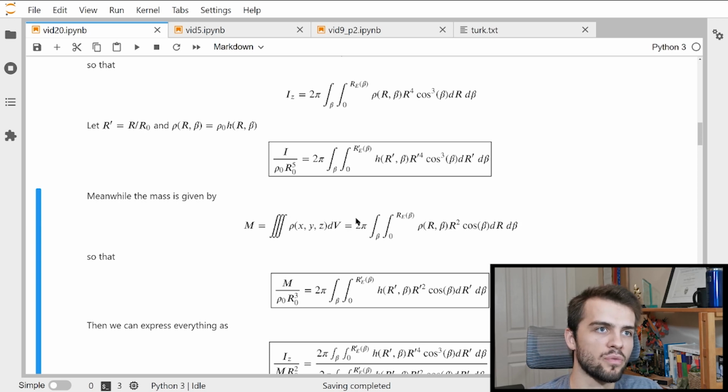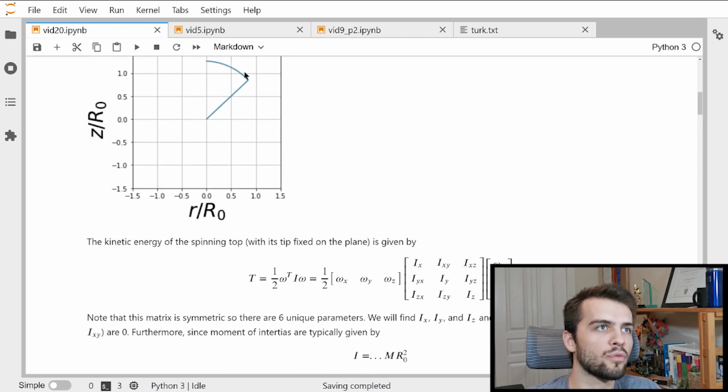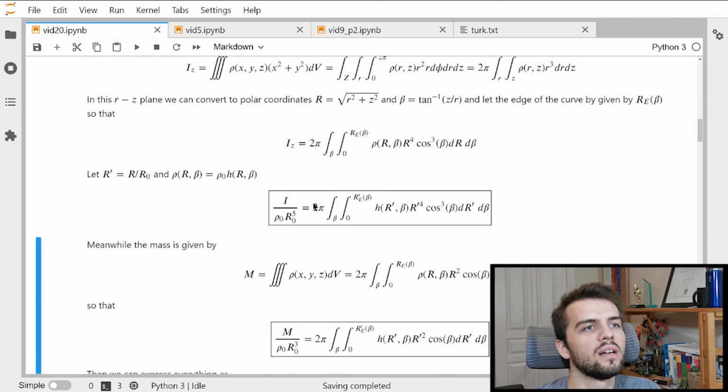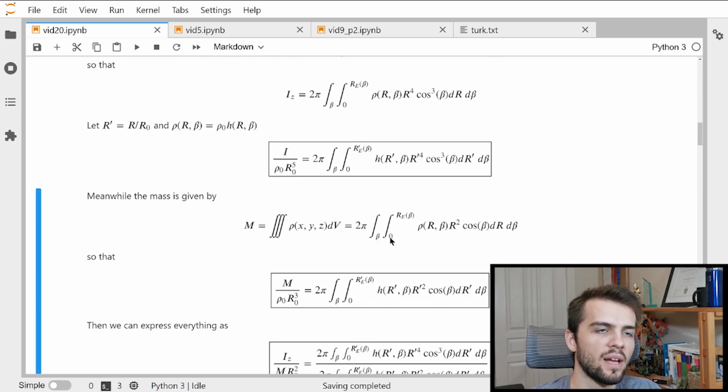Like before, because there's no phi dependence, it's 2 pi, the integral over beta. By the way, beta, like I said, is from pi over 4 to pi over 2, right? That's beta, the angle in this RZ plane. So beta goes from pi over 4 to pi over 2. 0 to R_E of beta, the function that I defined, and I have the mass density, and this is the volume element here. And so dividing all the terms, I get m over rho naught r naught cubed is 2 pi, same bounds, and substituting all this stuff in here, I get this here as my integrand.